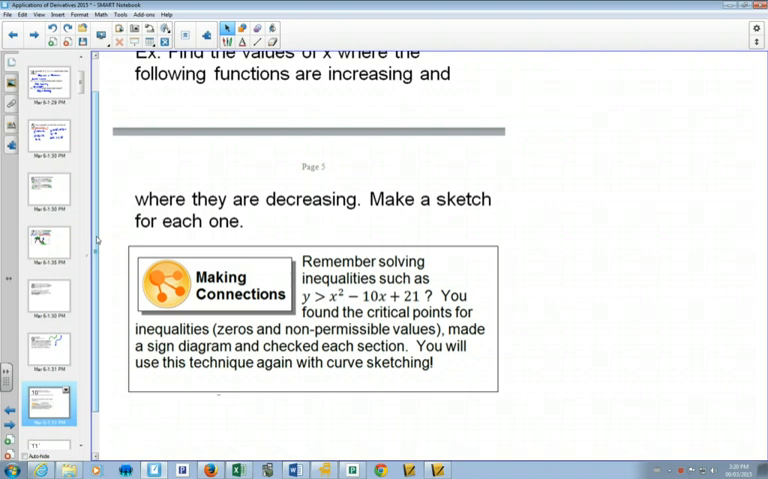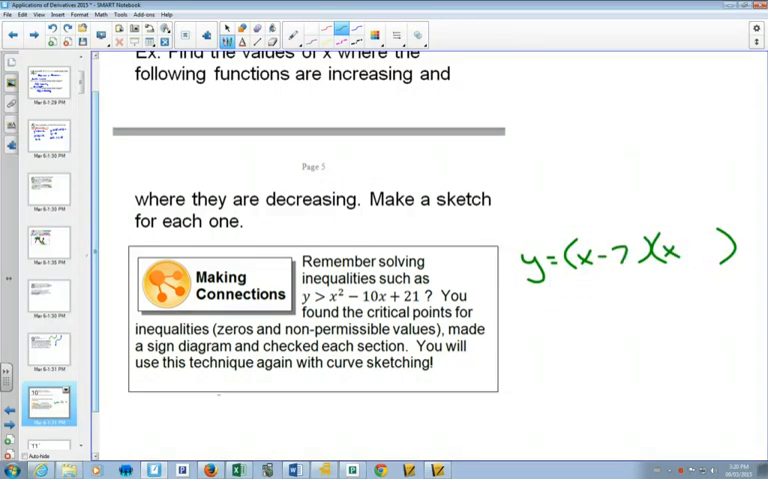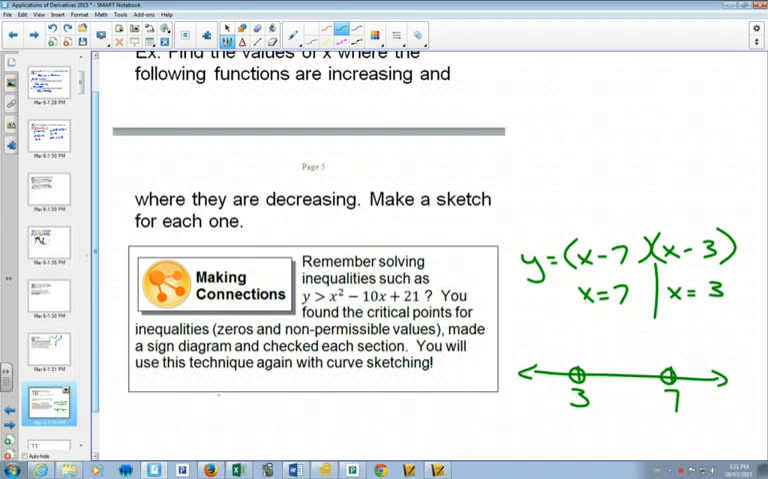Do you remember solving inequalities like this? x squared minus 10x plus 21. You found out where it was equal to 0, so you factored it first and said, I know that it's equal to 0 at 7 and 3. And then you made a number line, put 3 on there, put 7 on there, because it was greater than. The teacher may have said use an open circle so you remember that those values weren't included. And then you checked values in each of the 3 sections.